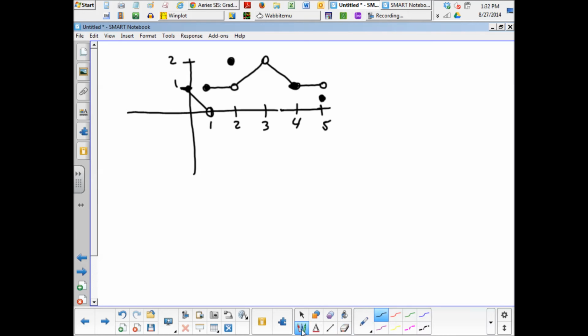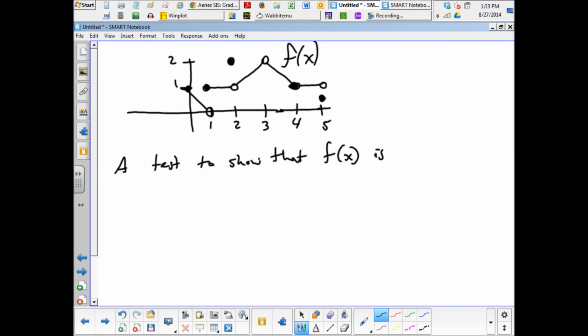Okay, so let's just talk about this graph. How would you prove on the AP test, this is a little bit primitive, but how would you prove that the function is continuous at x equals 4? Okay, so a test to show that f of x, that's this function up here, is continuous at x equals 4. How would you show that on the AP test? How would you prove it?